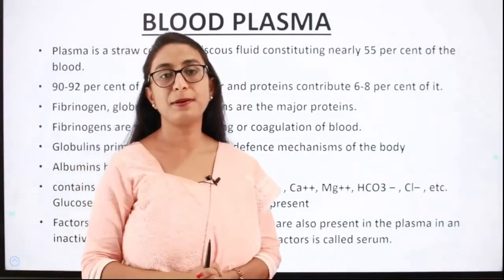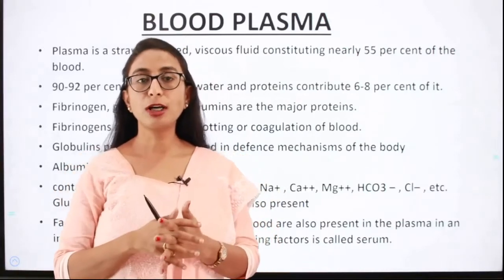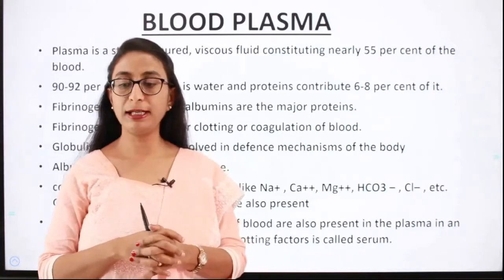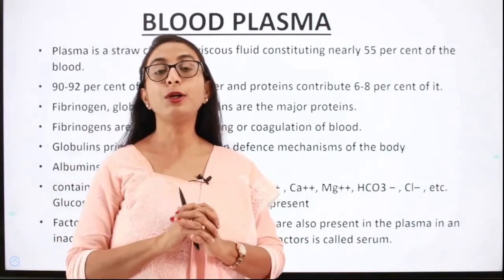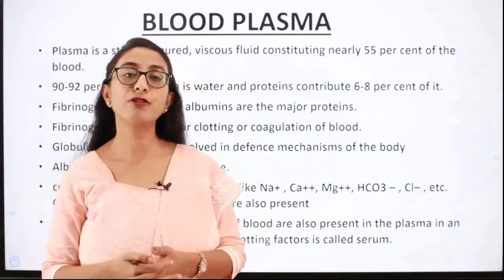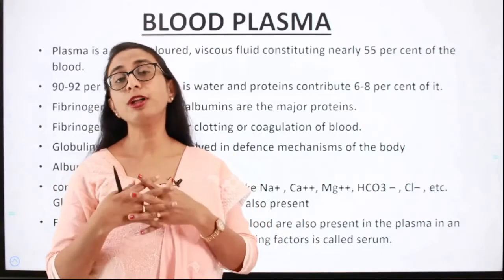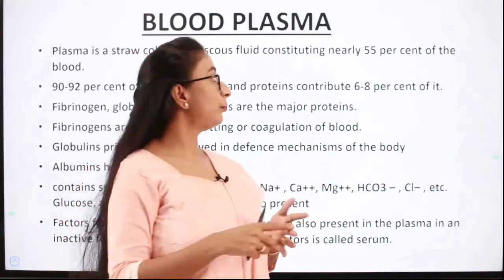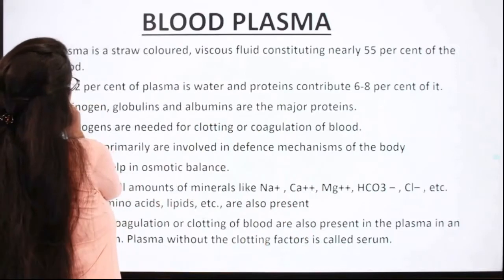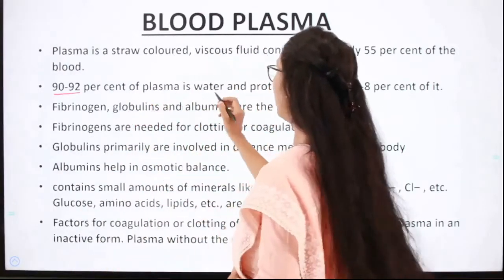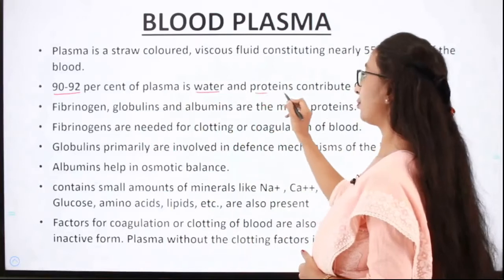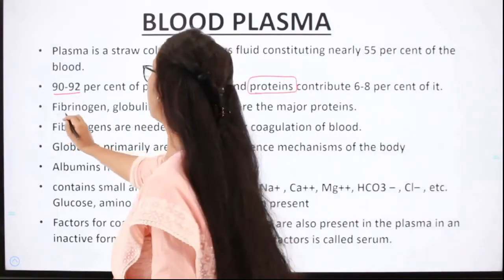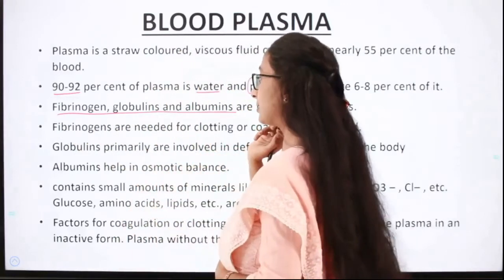First, blood plasma. Blood plasma is a straw-colored, viscous fluid which constitutes around 55% of blood. Around 90 to 92% of plasma is water and the rest of it is proteins. So what are the proteins which are present in plasma? They are fibrinogen, globulins and albumins. Under these proteins we have three important proteins, that is fibrinogen, globulins and albumins.